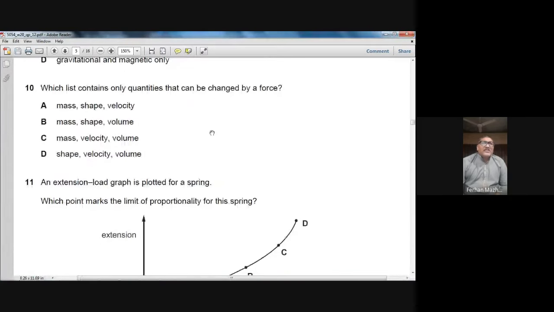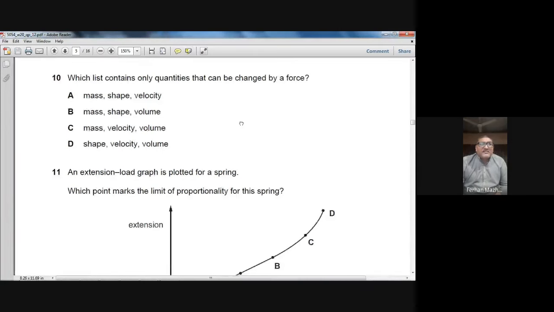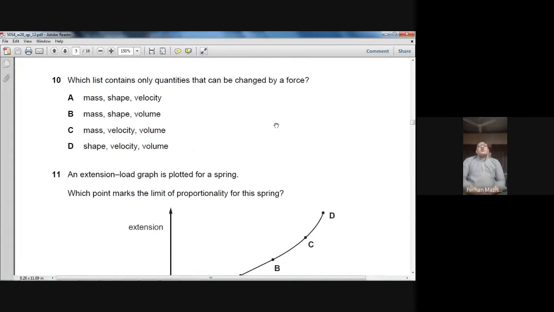Okay, question number 10 is showing on your screen. It says, which list contains only quantities that can be changed by a force? By applying force, you can change the shape of a body. You can change the volume of a body. You can change the velocity of a body. But by applying force, you cannot change the mass of the body. So which list contains only quantities that can be changed by a force?